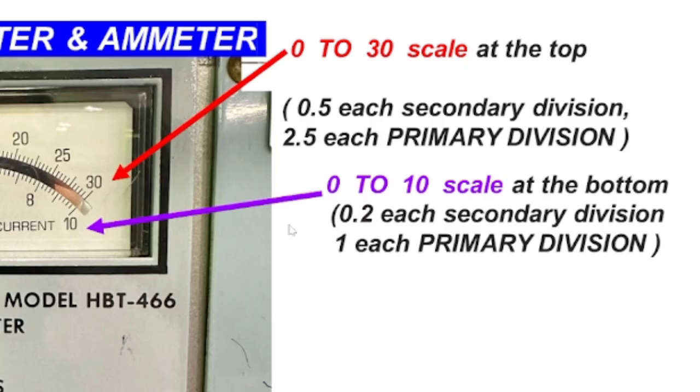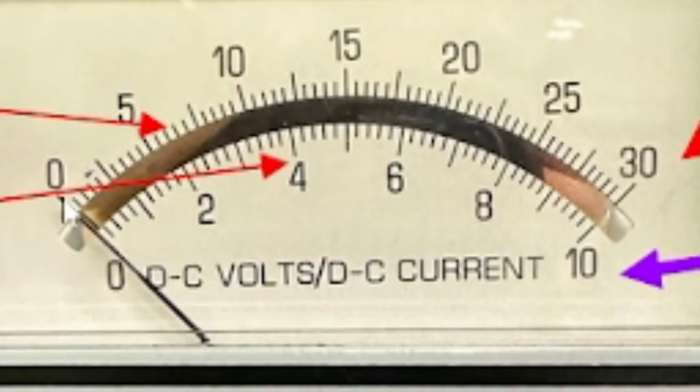Now, you can see here I wrote that 0.2 each for secondary division. Therefore, the small lines here at the bottom represent 0.2, 0.4, 0.6, 0.8, and then 1, followed by 1.2, 1.4, and so on. Therefore, each of these small lines, which is called secondary division, represents 0.2 each.